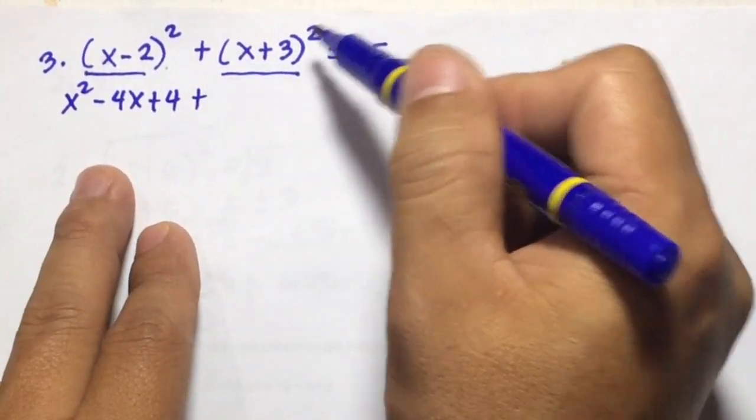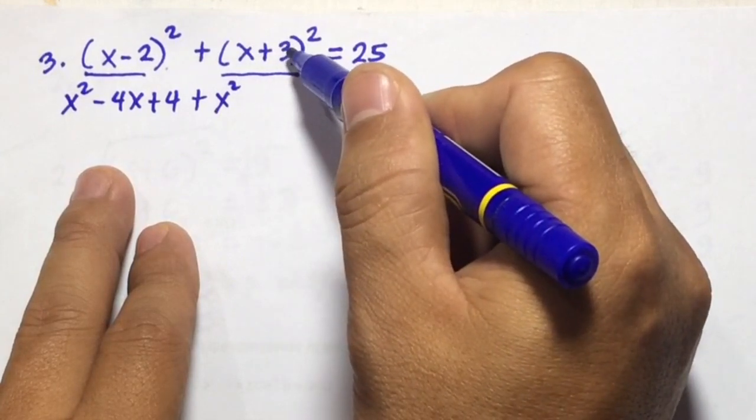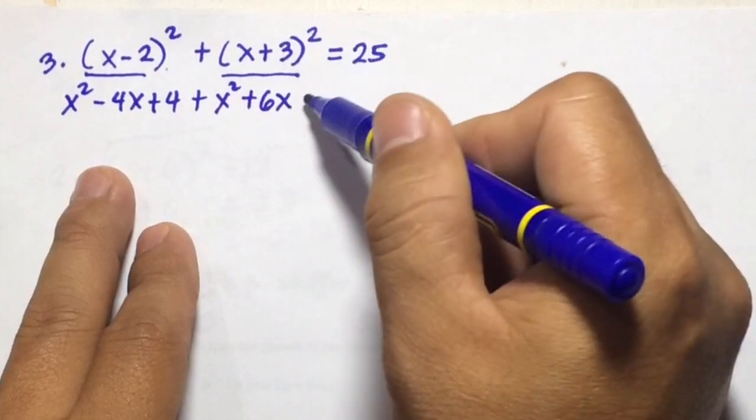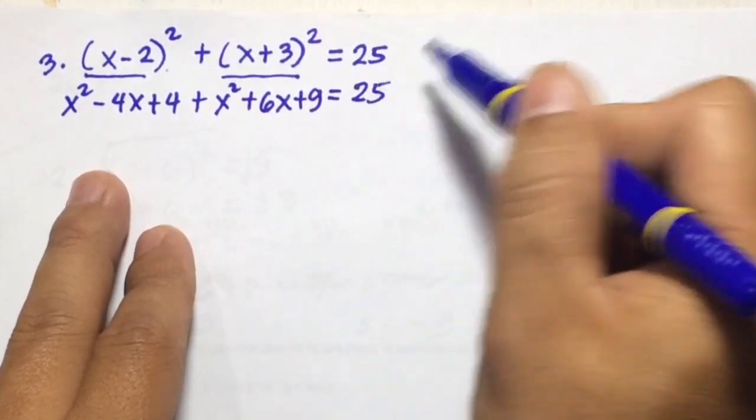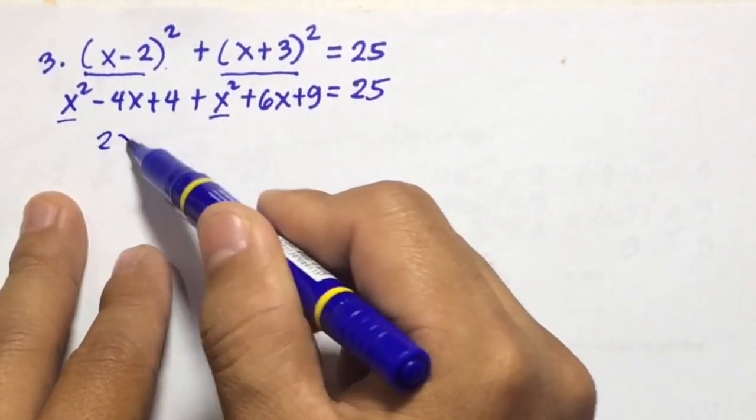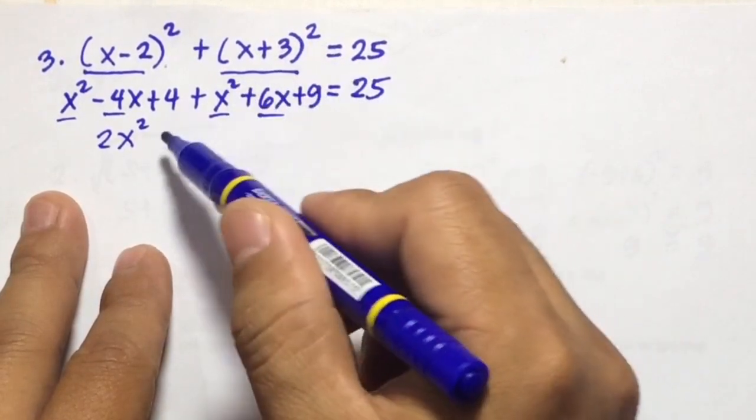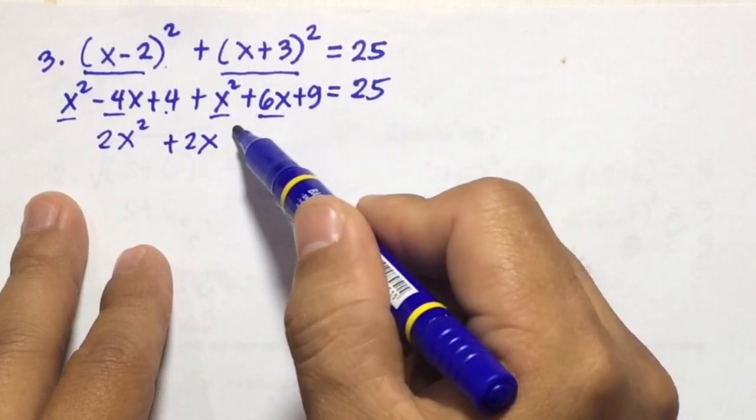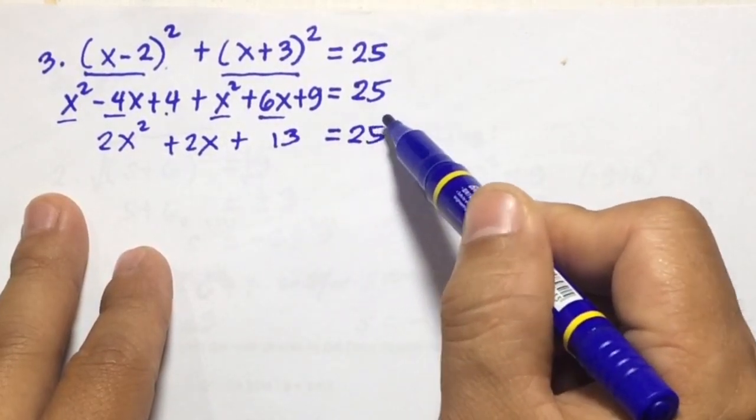Then plus, this is x squared. Then x times 3 is 3x times 2 is 6x. Then square of 3 is 9. Then this is equal to 25. Then x squared plus x squared here, this is 2x squared. Negative 4x plus 6x is 2x. Then 4 plus 9 is 13. This is equal to 25.